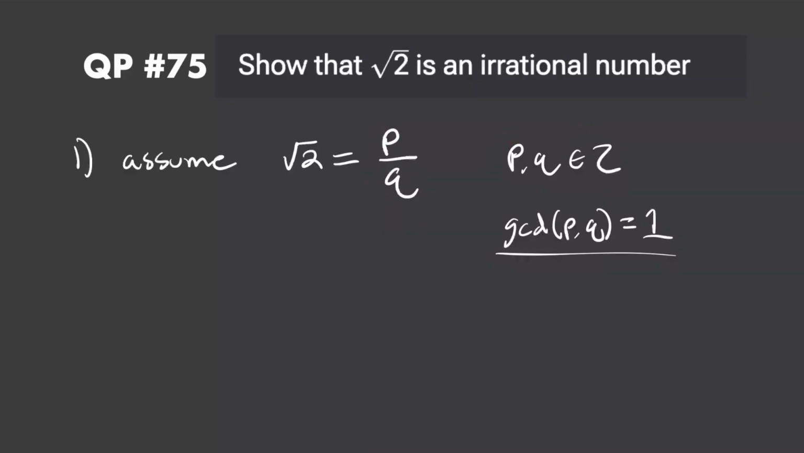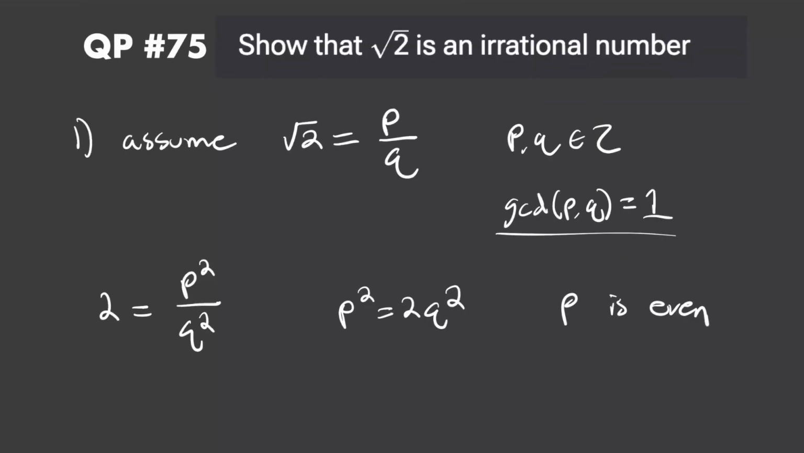Basically, we can square both sides of this equation since we're assuming it to be true. When we do that, I'm going to get 2 is equal to p squared over q squared. That tells me that p squared is equal to 2 times q squared, which in turn tells me that p squared is an even number because it is divisible by 2. And we've already shown that if the square of a number is even, then the number itself is even. So I know that p is even, right?